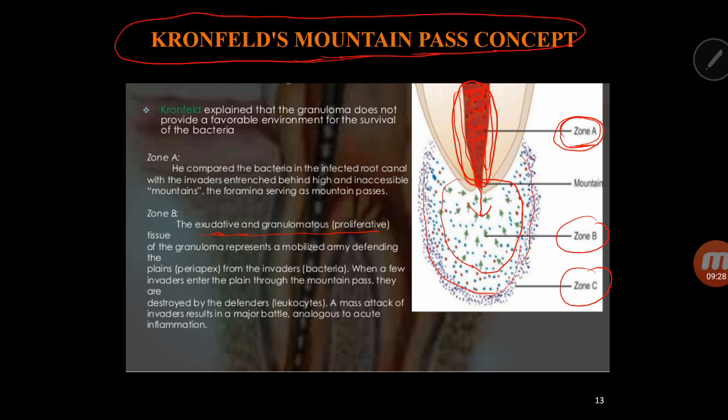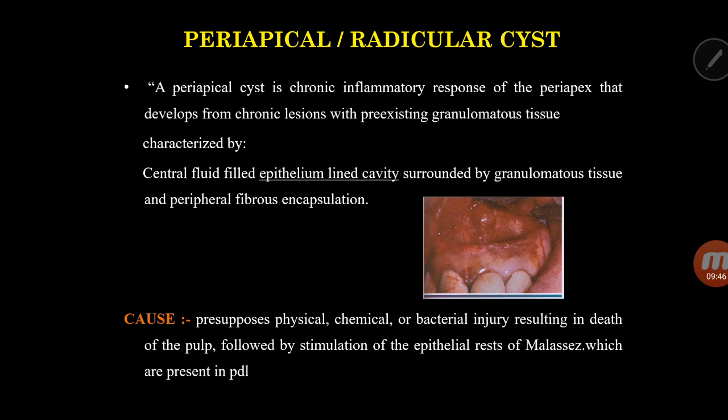It's completely bacteria. So this is how it can be compared to a mountain pass, where the bacteria are present in this. Once the bacteria enter the field, the defense cells which are present are going to attack and destroy the bacteria. This is how the mountain pass theory goes.